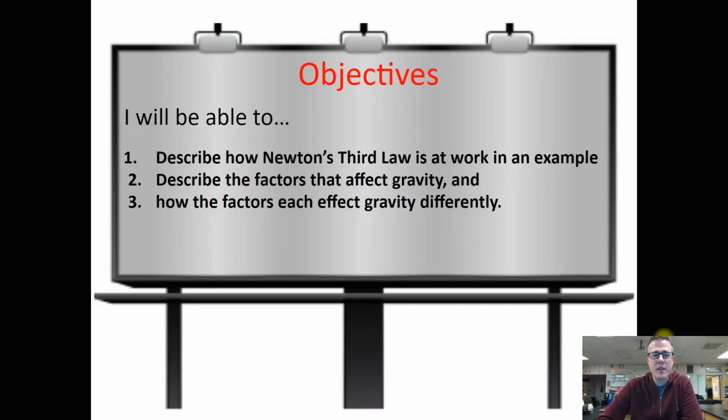The objectives for today look like this. There are actually 3, and they kind of merge into each other, so we're going to cover them a little bit overlapping. The first one is to be able to describe how Newton's third law is at work in an example. I know that Newton's third law is the next unit, but we have to have a little introduction to it to understand this topic that we're going to talk about today. Objective number 2 is to describe the factors that affect gravity. There are actually 2 factors, and you're going to be able to describe both of them pretty well. And then the last one merges into the second one. You also need to describe how those 2 factors affect gravity differently. So each of them affect gravity, but they do it in a different amount. And you're going to be able to describe those things.